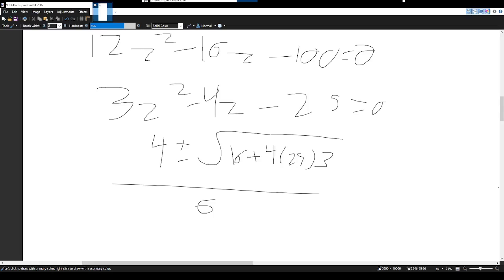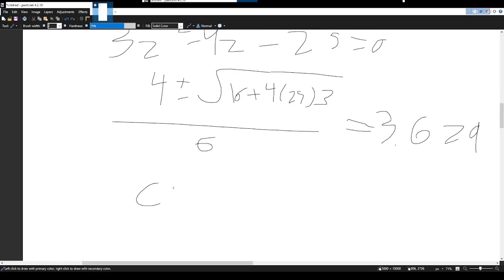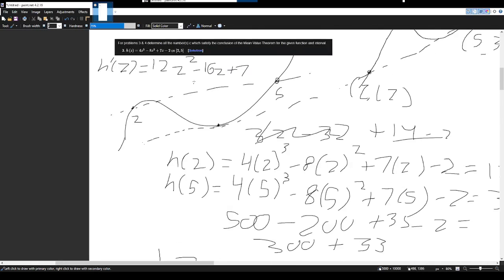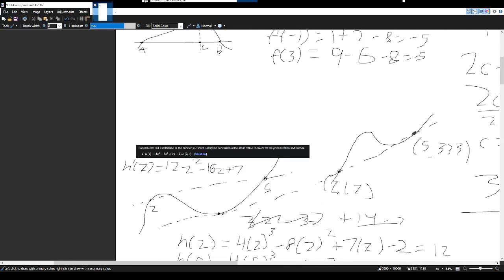Well, let's see. So that would be 4 plus root 316 over 6. So that would be about 3.629. And that is in fact the answer. So c equals 3.629. All right, so we got it. So that should be it.